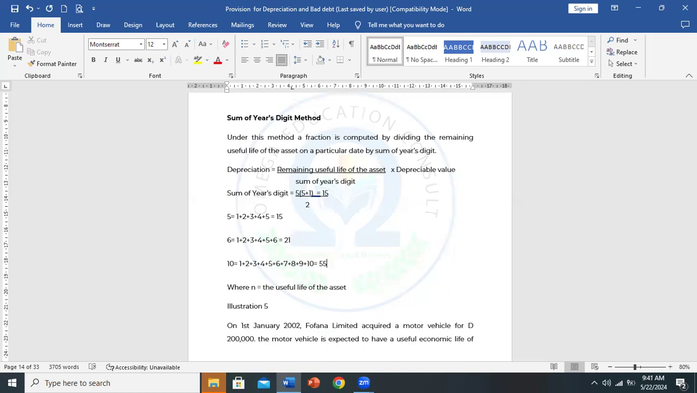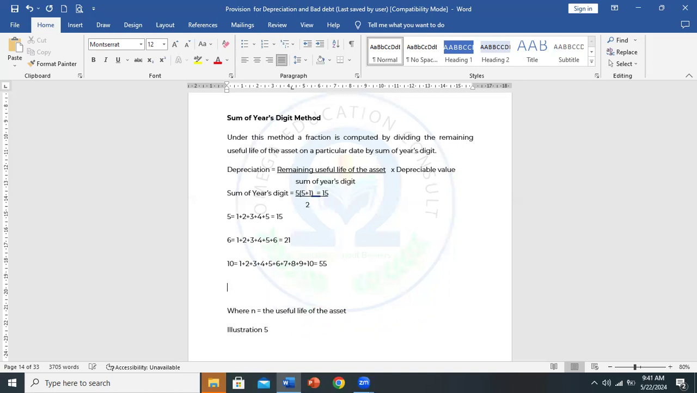But the point is, imagine if they give you a useful life of 20 years. You are going to start adding 1 to 2 to 3, 4, 5, 6. It's very long. So use this formula. The formula is n outside a bracket, n plus 1, all divided by 2. This is the simple formula to get the sum of years if you don't want to go through the 1 plus 2 plus 3 plus 4 saga, right? So let's apply the formula to what we have done here.